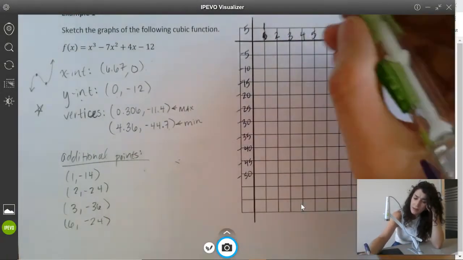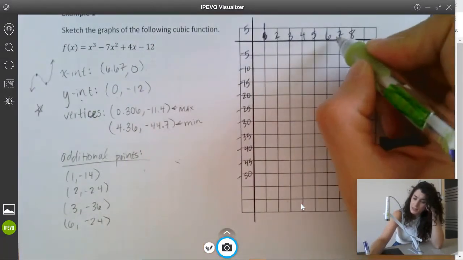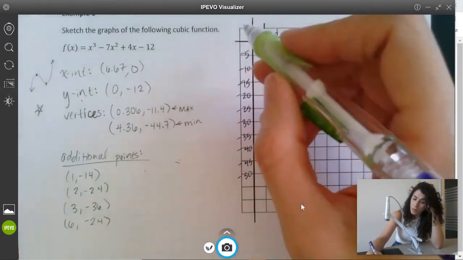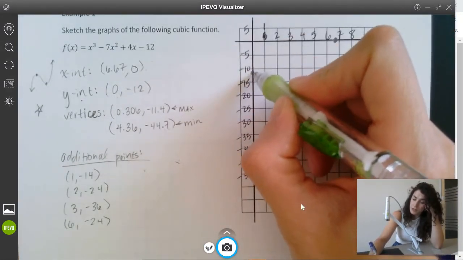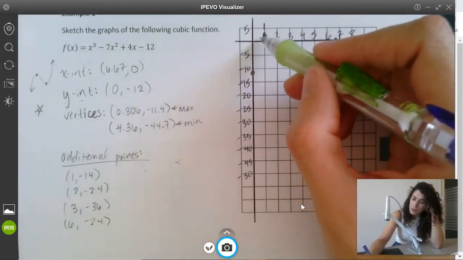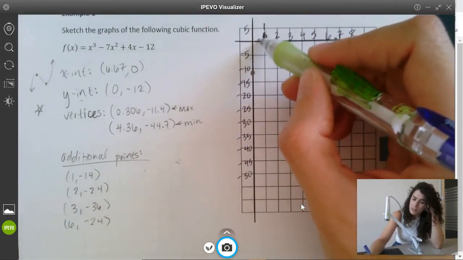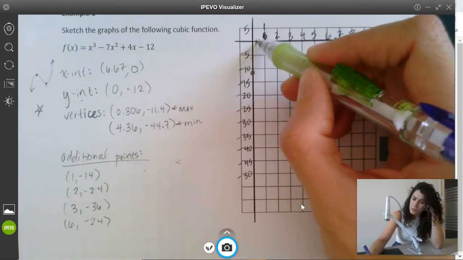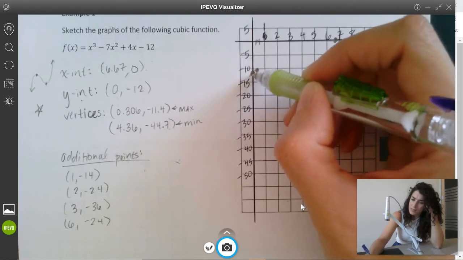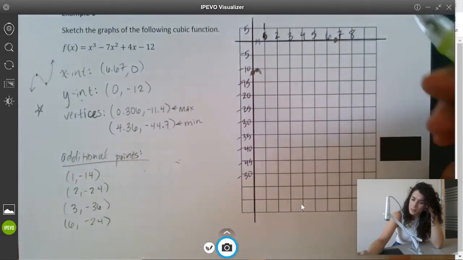Then I go ahead and graph all my things that are important. 6.67 is going to be like here. 0, -12 is going to be like something right here. And then 0.306, this is 0.5. This is 0.25. 0.306 will be somewhere in the middle, but then it's, yeah, just somewhere here. And then -11.4, and that's a maximum. So kind of keep in mind that that's going to be like a little bump.